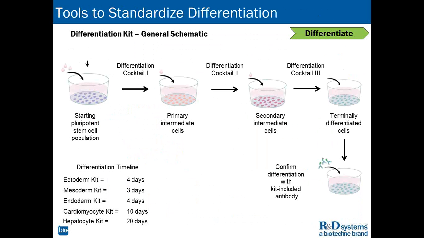In addition to these, each kit also comes with an antibody so that you can confirm your differentiation and look at efficiency. And this can help you when you're looking from cell line to cell line, as you might see some differences depending on the potency of your different cell lines.